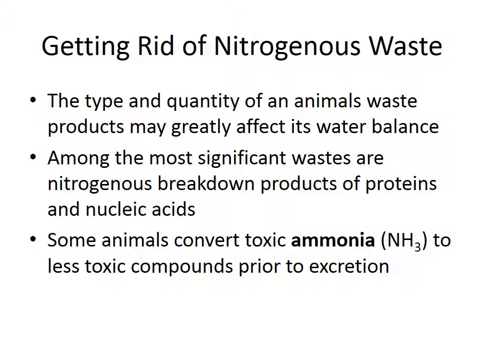The type and quantity of an animal's waste products may greatly affect its water balance. Among the most significant wastes are nitrogenous products, breakdown products of proteins and nucleic acids. So some animals convert toxic ammonia to less toxic compounds prior to excretion. Ammonium, as I said, is very toxic.